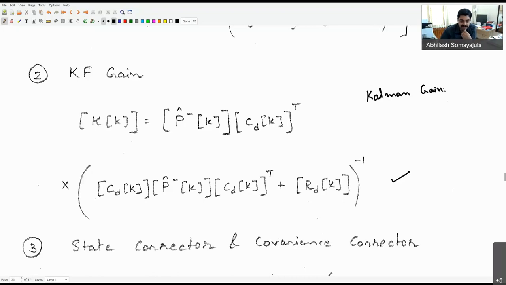And let's see what is there in it. So I take the previous estimate of the covariance matrix, multiply it by C_d transpose, which is the output matrix, times this matrix inverse. Where you are seeing that C_d times P_k times C_d transpose plus R_d,k, all things inverse. Now you realize that this is actually the measurement noise covariance matrix.